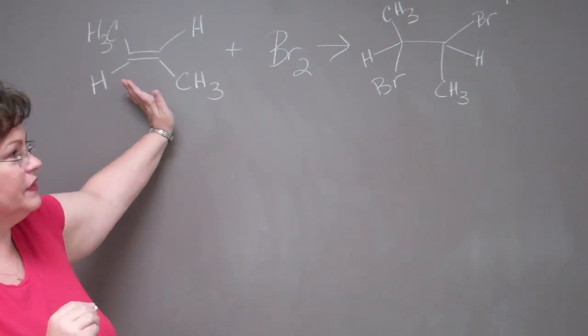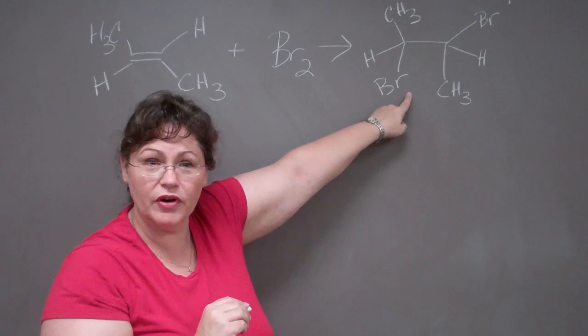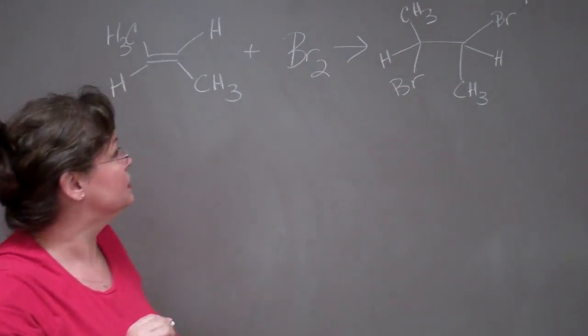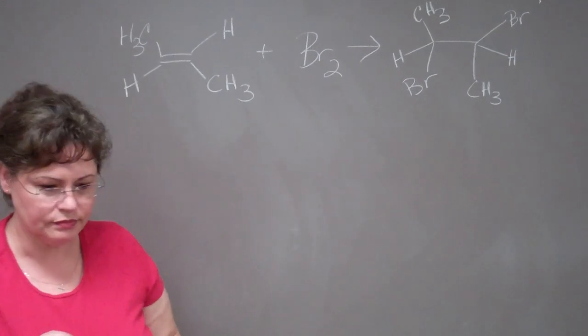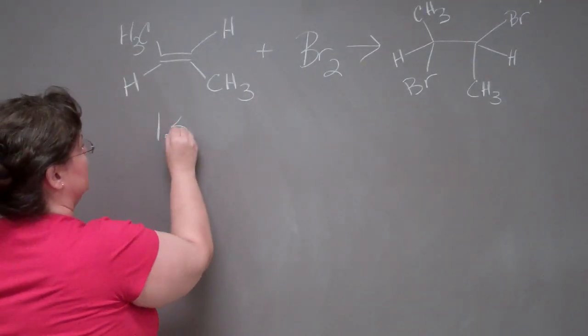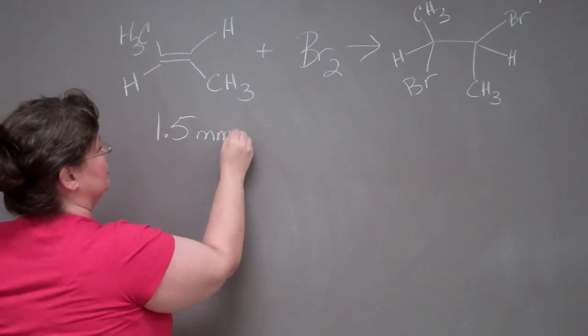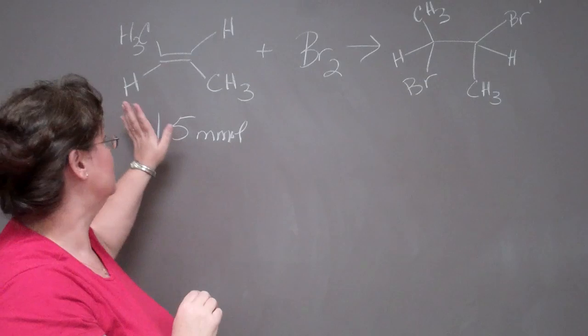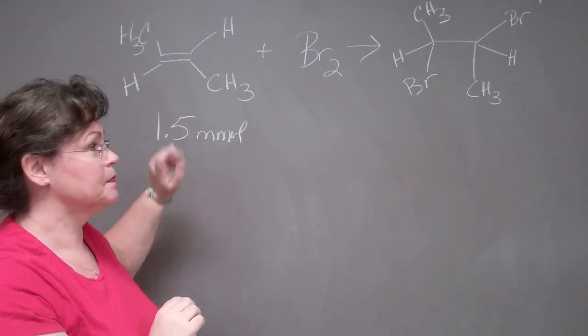It takes 1 mole of this to produce 1 mole of our product, 1 mole of the bromine to produce 1 mole of our product. Okay. Now, our reaction reads that we're starting with 1.5 millimoles of the 2-butene. Okay.